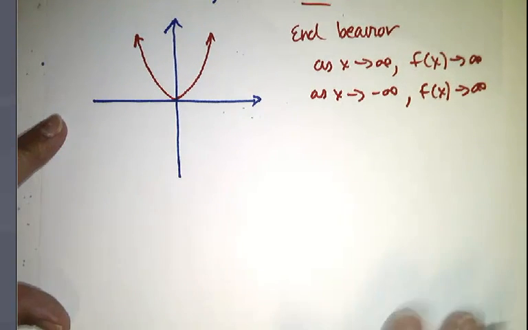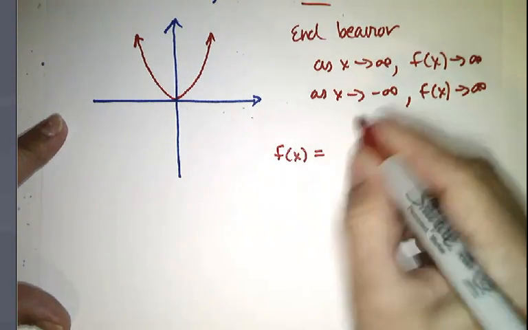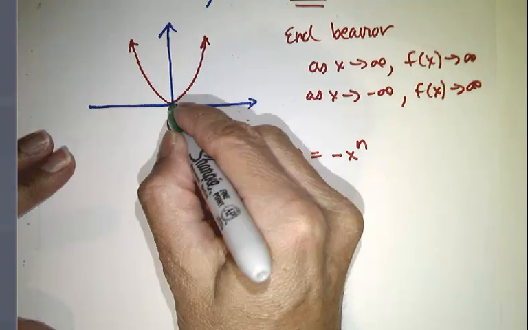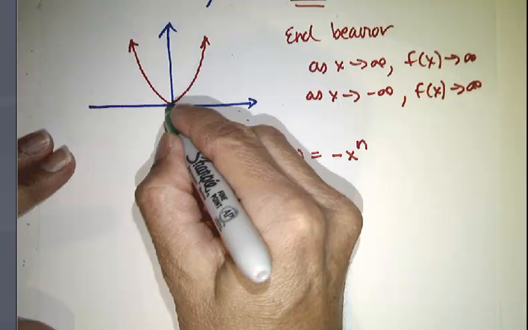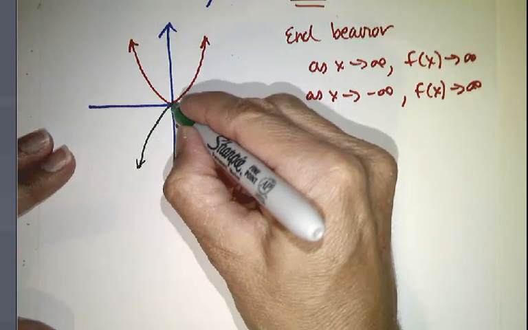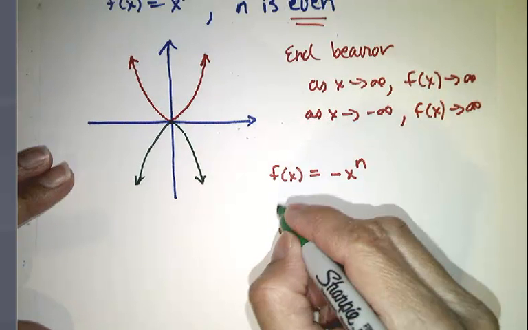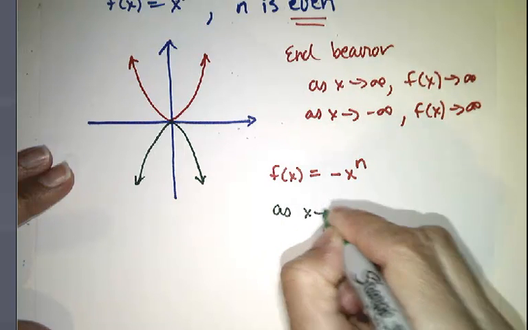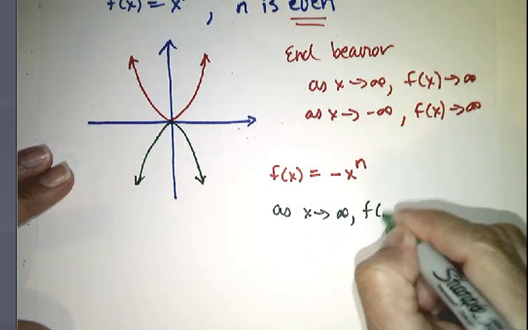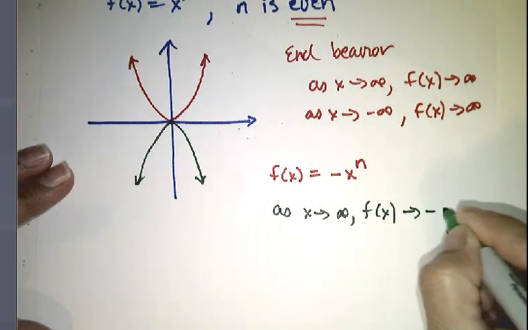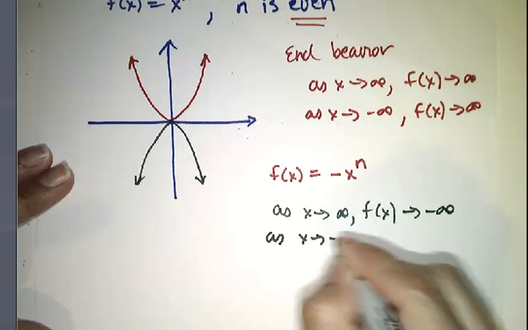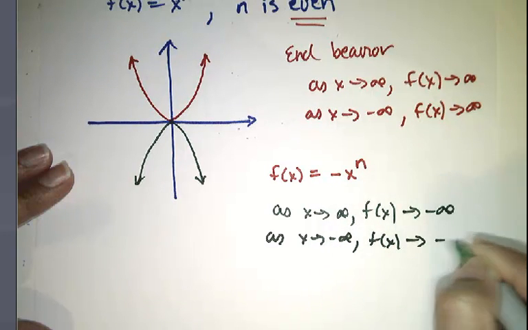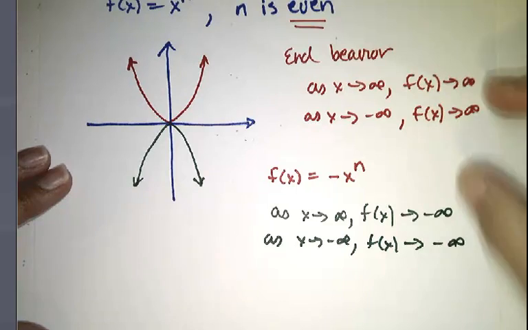Now, if we take in this situation f of x equals the negative of x to the n, where n is even, well, we know that that is a reflection of x to the n about the x-axis. So it'll look like this. It'll have the same general shape except my end behavior changes. And so this time, as x goes to positive infinity, f of x goes down, so towards negative infinity. And as x goes to negative infinity, f of x still goes down. So my end behavior flips.